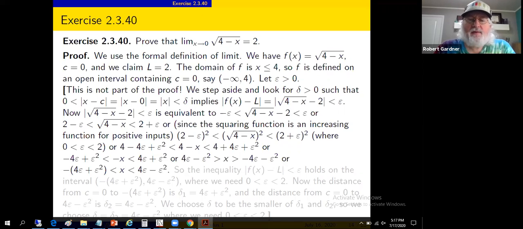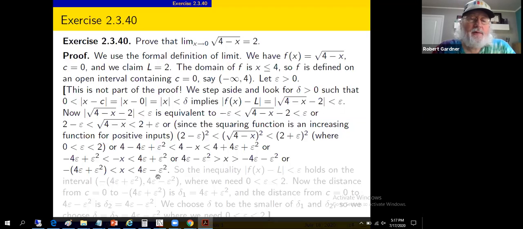Let's rewrite that where it reads less than, so it's got the smaller numbers on the left and the larger numbers on the right. Let's factor the negative out as well. That'll give us negative 4 epsilon plus epsilon squared is less than x, and then we'll have this on the right-hand side, 4 epsilon minus epsilon squared.